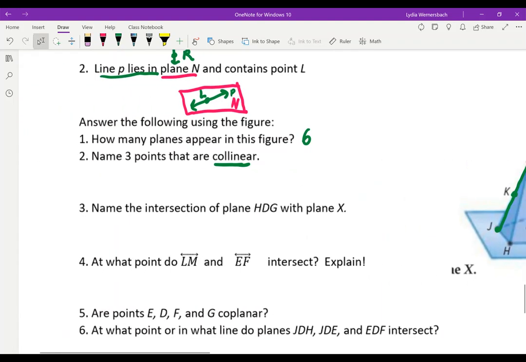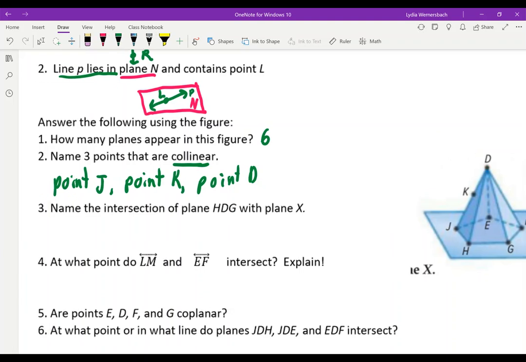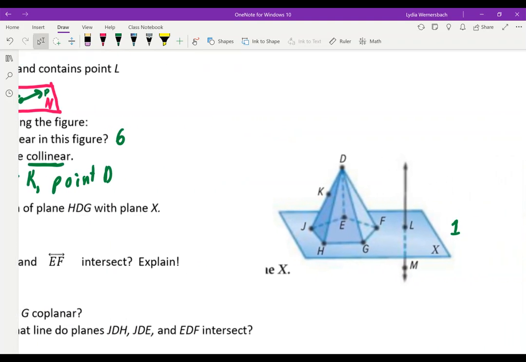So we would say, again, we want to specify point J, point K, and point D. And we want to use points so that we know we're talking about a point rather than a plane. Okay. So next thing it says is name the intersection of plane HDG with plane X.